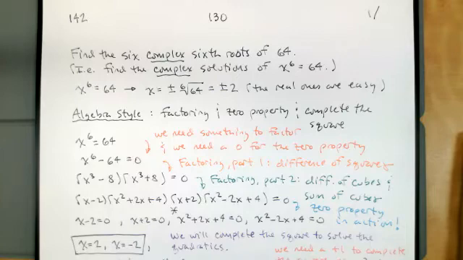We're going to do this in 2 styles. First is algebra style. That's going to be factoring and the zero property and completing the square. Traditional.